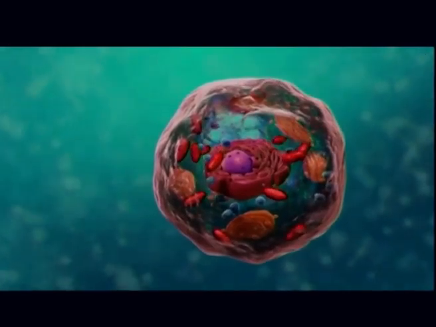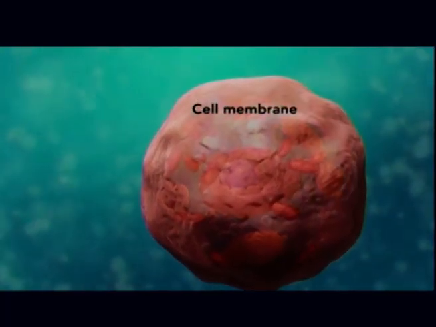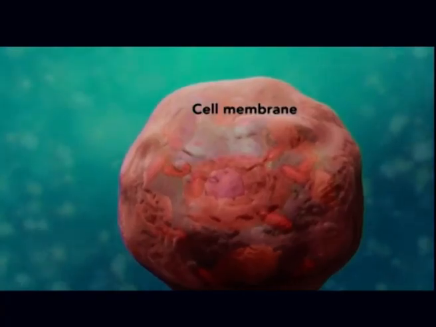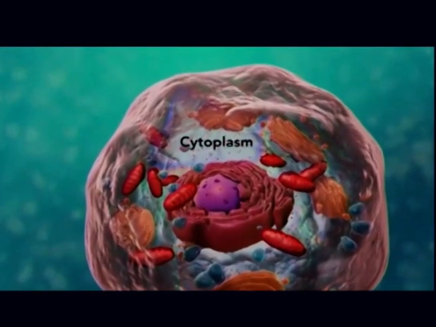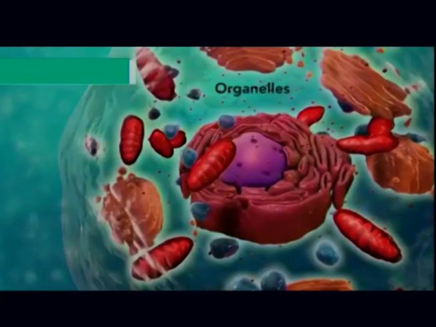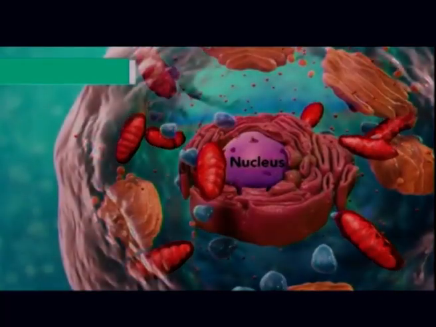This is the cell. The membrane covering the cell is called the cell membrane. The fluid inside the cell is the cytoplasm, and in the middle, the round structure you can see is the nucleus.